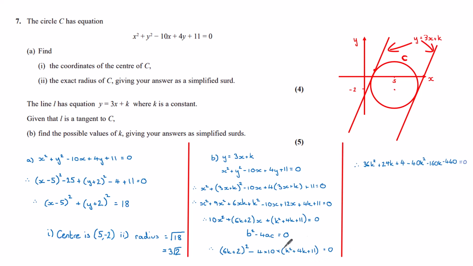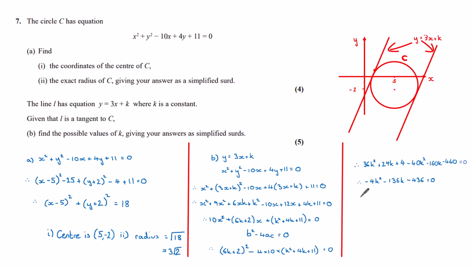Again, being careful when expanding the brackets, that's 36k squared plus 24k plus 4 minus 40k squared minus 160k minus 440, which is equal to 0. So rearranging this gives me minus 4k squared minus 136k minus 436.